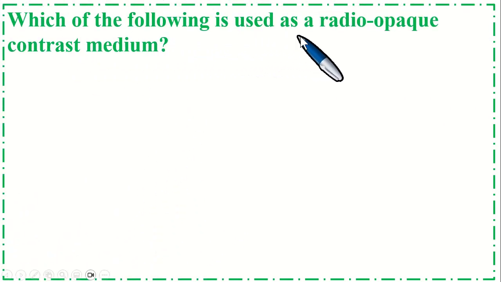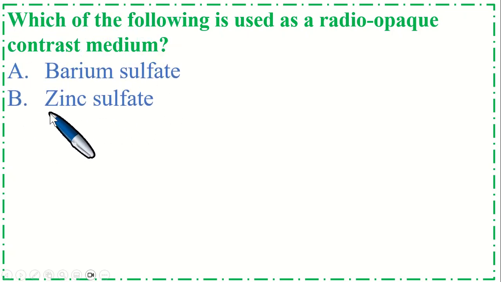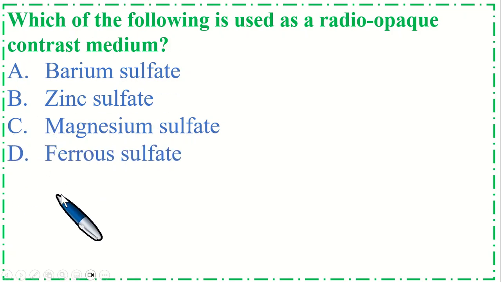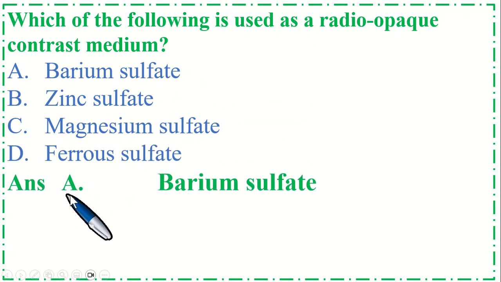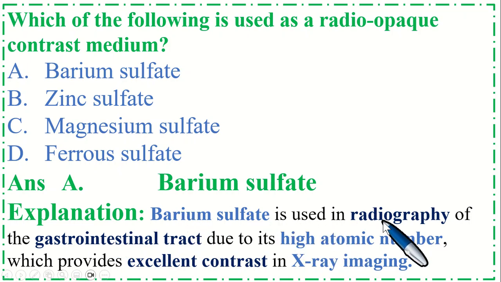Which of the following is used as a radio-opaque contrast medium? Option A, barium sulfate, B, zinc sulfate, C, magnesium sulfate, and option D, ferrous sulfate. So the correct option is A, barium sulfate. Barium sulfate is used in radiography of the gastrointestinal tract due to its high atomic number, which provides excellent contrast in X-ray imaging.